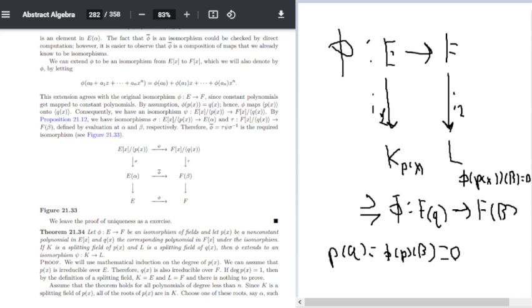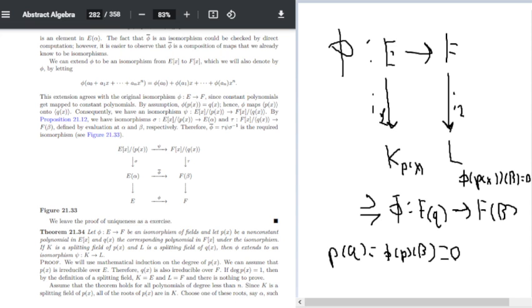Consequently, we have an isomorphism from E of x over P of x to F of x over Q of x. By proposition 21.12, we have isomorphism sigma from E of x over P of x to E of alpha, and tau from F of x over Q of x to F of beta, defined by evaluation at alpha and beta respectively. Therefore, phi bar equals tau C sigma inverse is the required isomorphism.